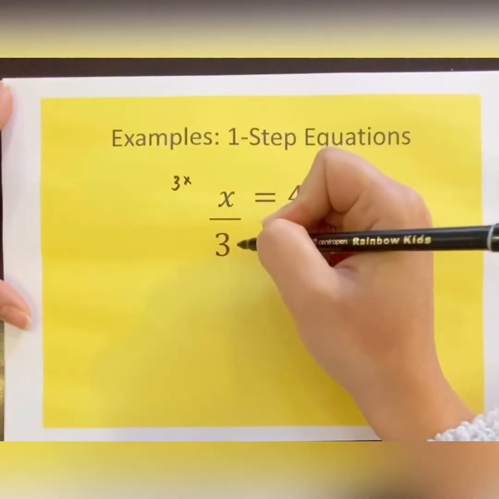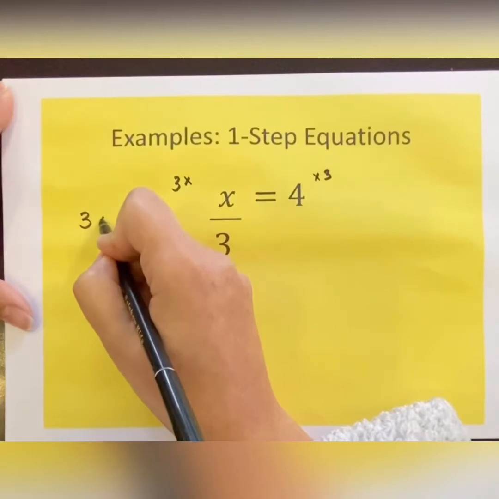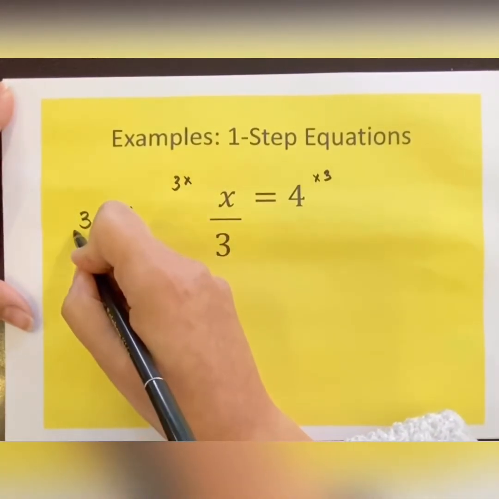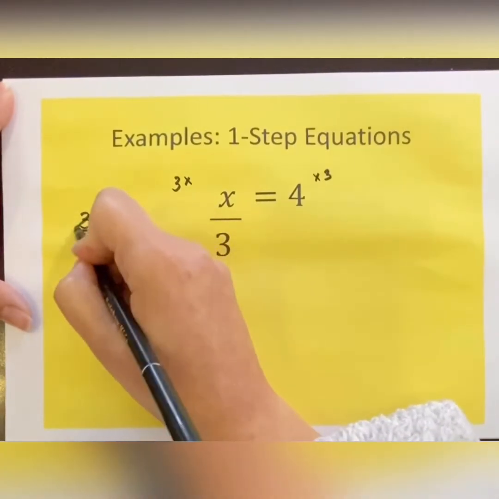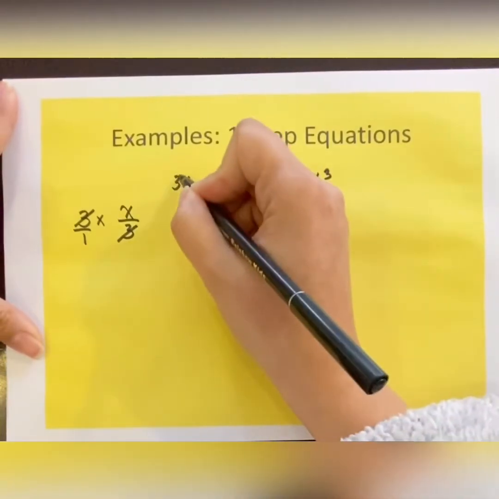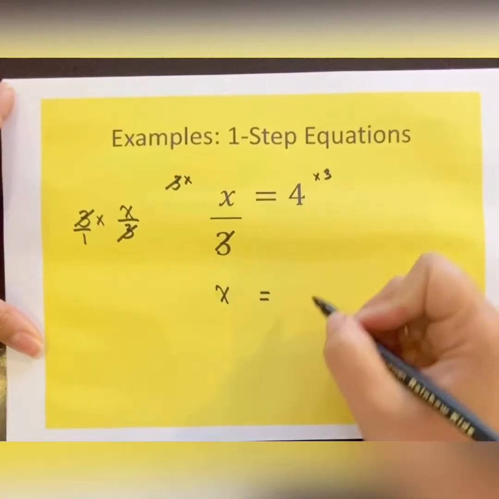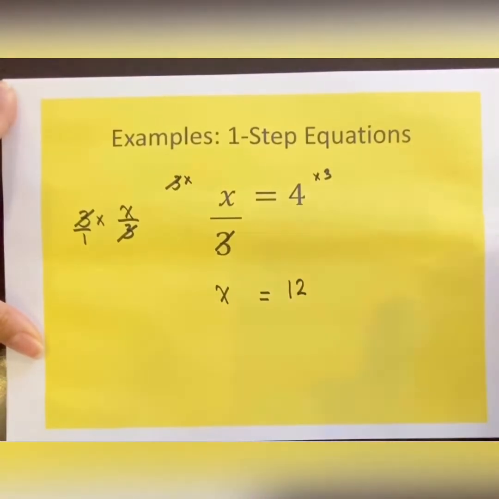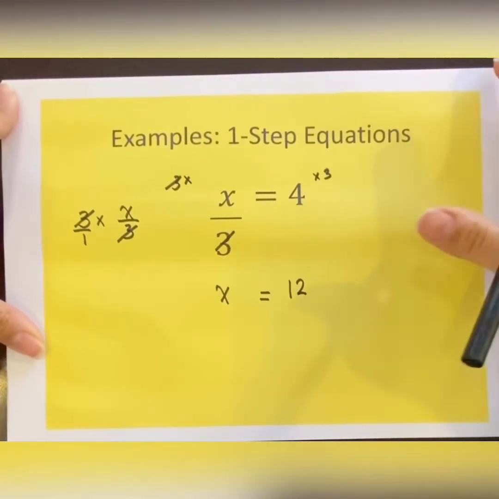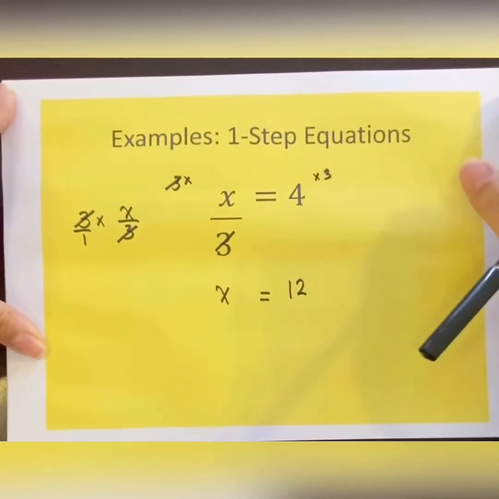Once you multiply 3 times x over 3, it's like you have 3 over 1, and these both are going to be crossed out. So what do you have left from here? It's x equals 4 times 3 equals 12. In each one of these equations, please make sure that you show your steps. I don't want you to find the final answer directly.